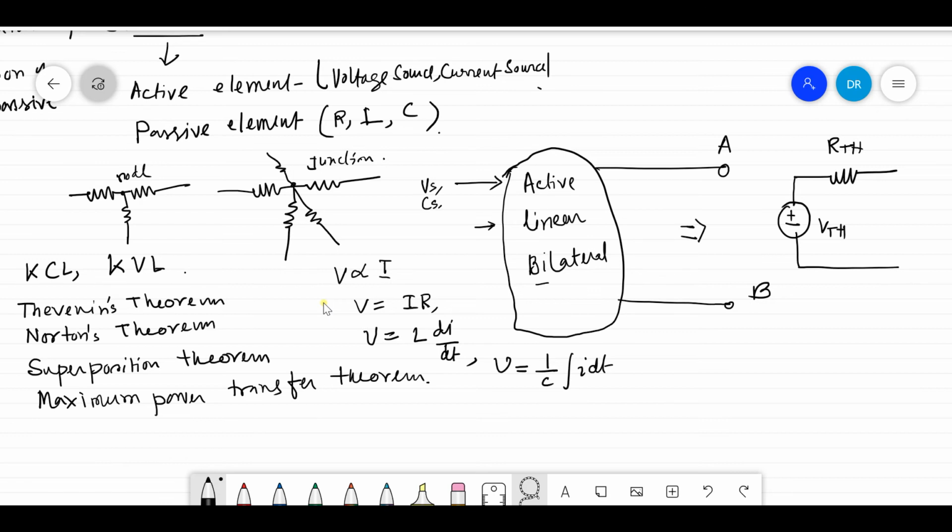And what is bilateral? We can interchange the terminal. Like in a resistor, current can flow in this direction or in this direction. The result is same. So according to Thevenin's theorem, a two-terminal active linear bilateral network can be transformed to a simple circuit which contains a voltage source and a series resistance.